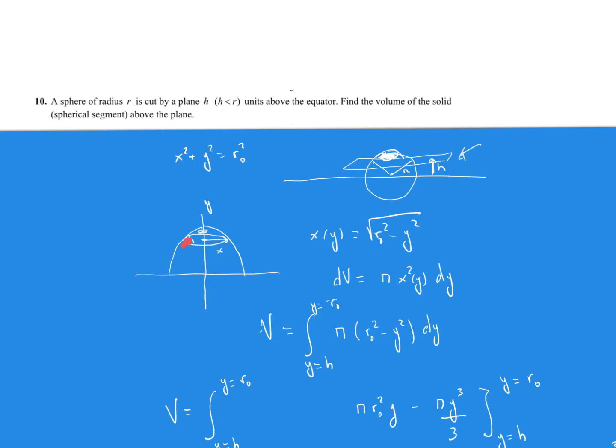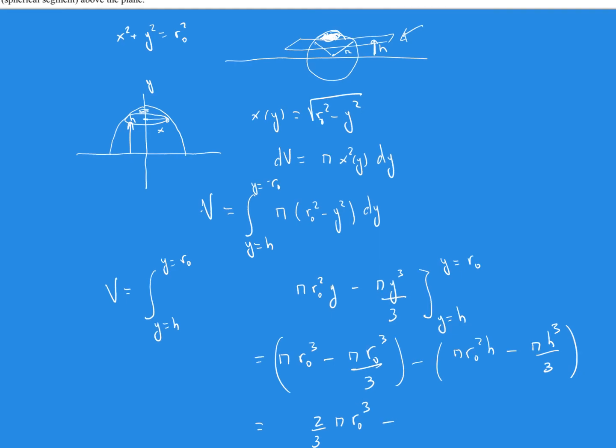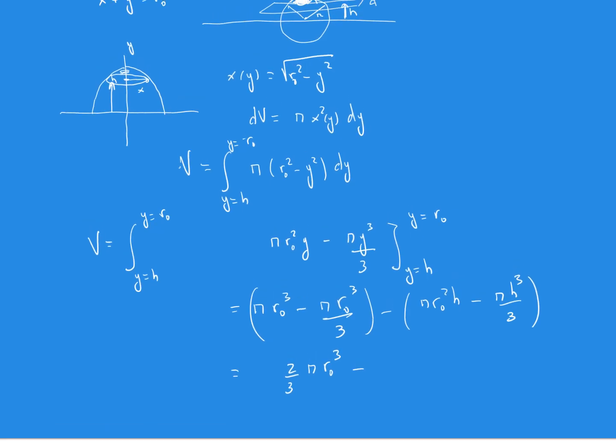So the small volume of a disk that I can put here has the dimension pi, the radius squared, x squared, by the height dy. So I need to integrate from y equal h to y equal r0. So let's go to integrate. It's the integral from y equal h to y equal r0 of this element of volume, dV. And the integral will be, if you do it, pi r0 squared multiplied by y minus pi y cubed divided by 3, evaluated between y equal h and y equal r0.